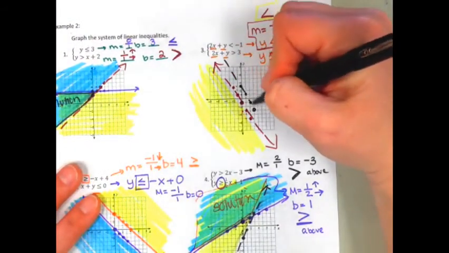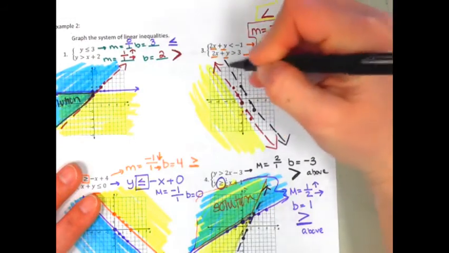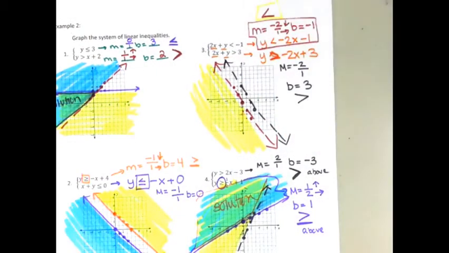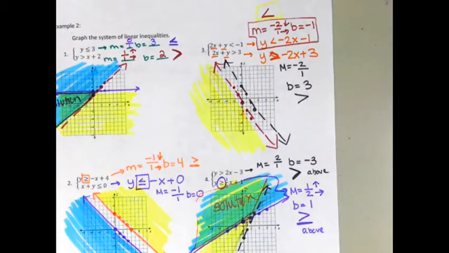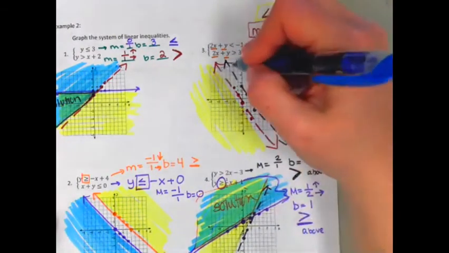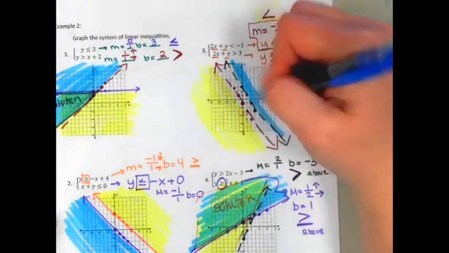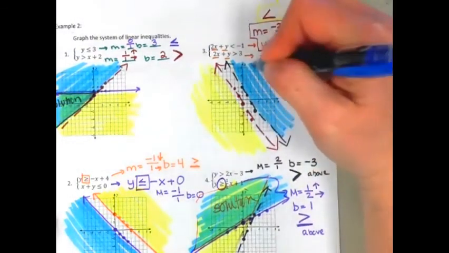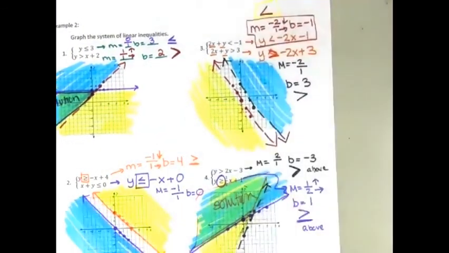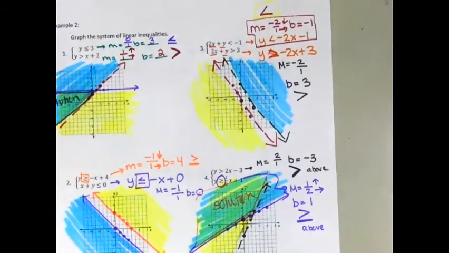Dotted. And which way do I shade on that one? Which way do I shade on this one? Above it, right? So what do you guys notice? This one's no solution again. I forgot I needed to change one of these, but that's all right.